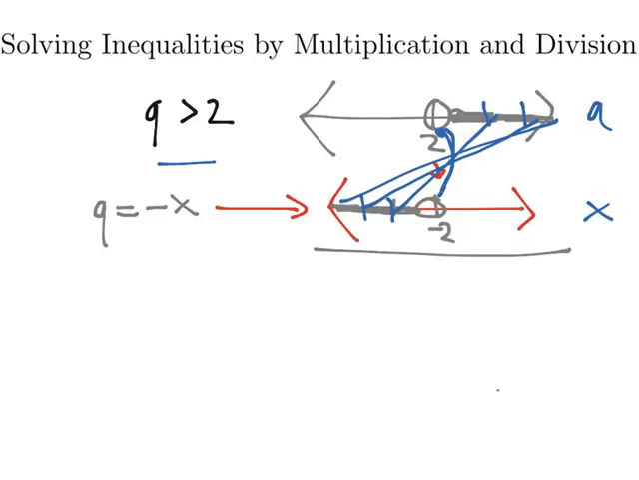Because it's reflected, we can say if we have negative x is greater than 2, we've got to reflect it when it's negative. So I multiply both sides by negative 1, and I take the reflection. So where we had greater than, we now have less than.